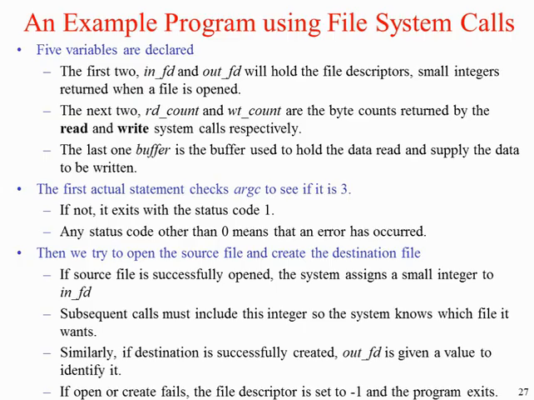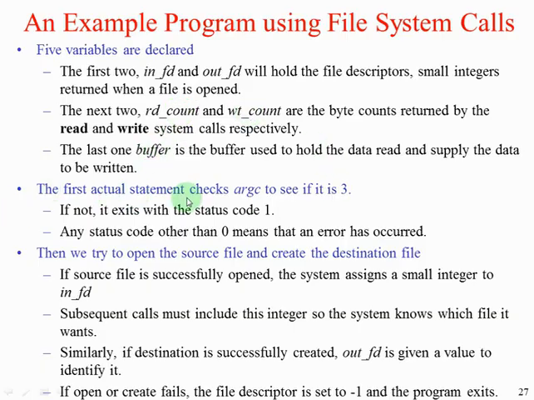The next two are rd count and wt count. These are usually talking about the read and write system calls respectively that will be copying the bytes of data from the source file to the destination file. So rd count will take the number of bytes that will be read from infd, and wt count will be the number of bytes that will be written into outfd. The last one, buffer, is the buffer that will hold the data being read and supply the data to be written. So this buffer will store the bytes of information that rd count takes out and sends to wt count.